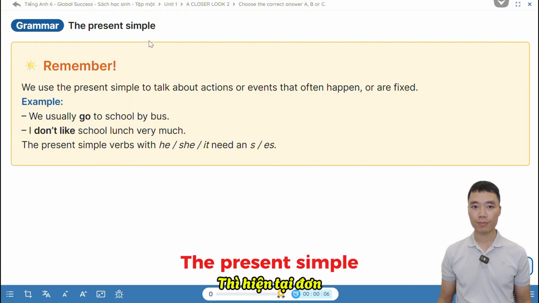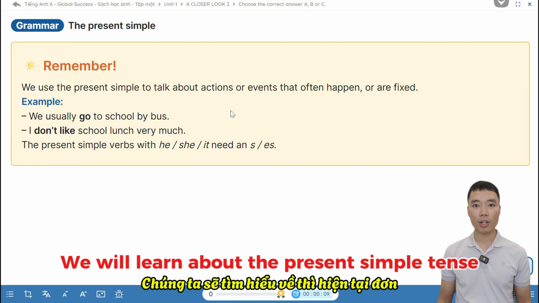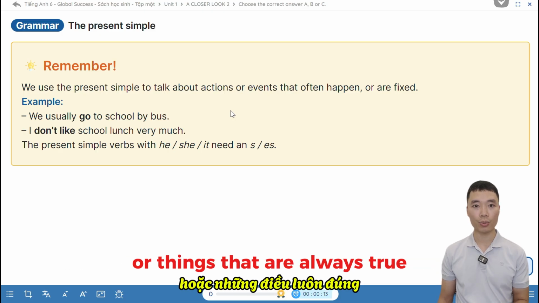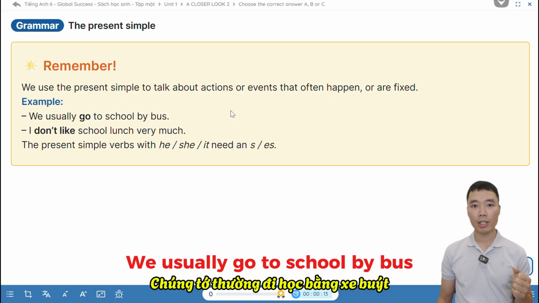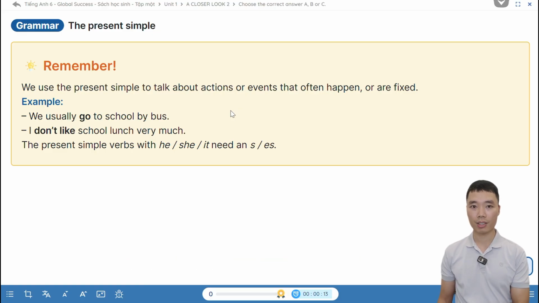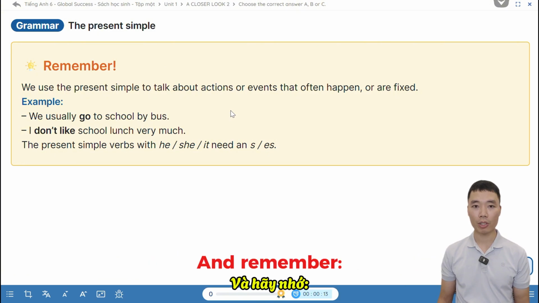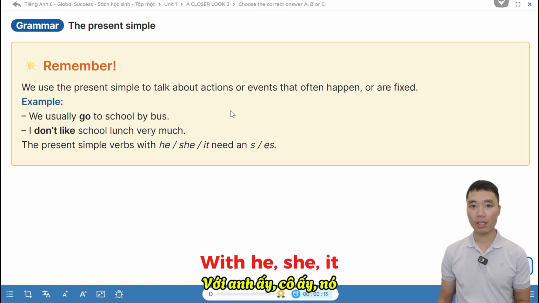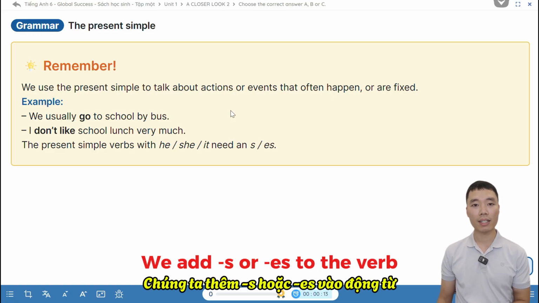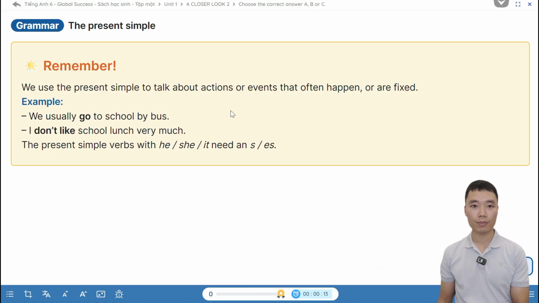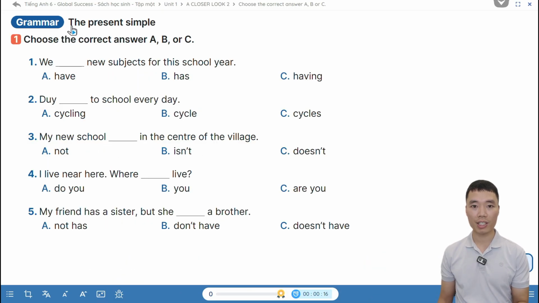The present simple. In this lesson, we'll learn about the present simple tense. We use it to talk about things we do every day or things that are always true. For example, we usually go to school by bus. I don't like school lunch very much. And remember, with he, she, it, we add s or es to the verb, like she plays football, not she play football. Now, let's practice using the present simple tense.